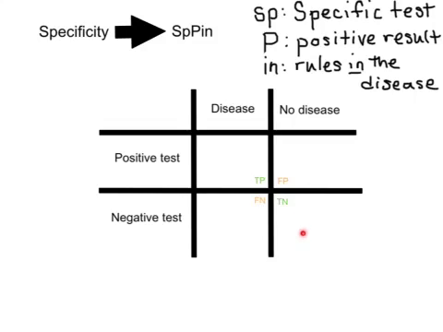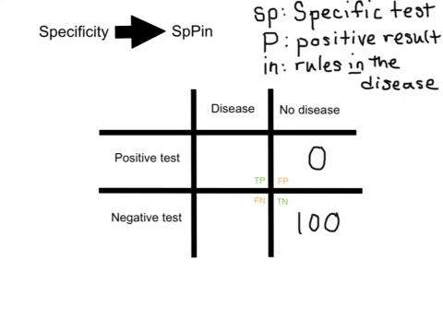So that means that, let's say we have 200 patients, 100 patients have the disease, 100 patients do not have the disease. And so our test is 100% specific, so that means that there's 100 true negatives and no false positives. So it's perfectly accurate at ruling out the disease, at determining who does not have the disease.